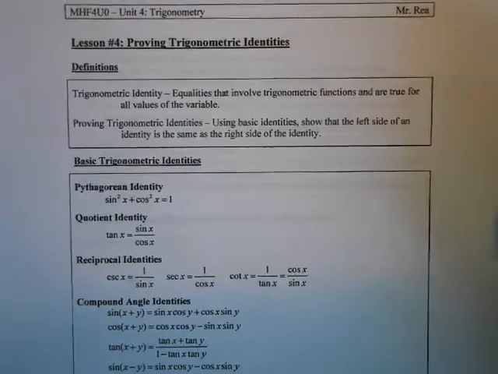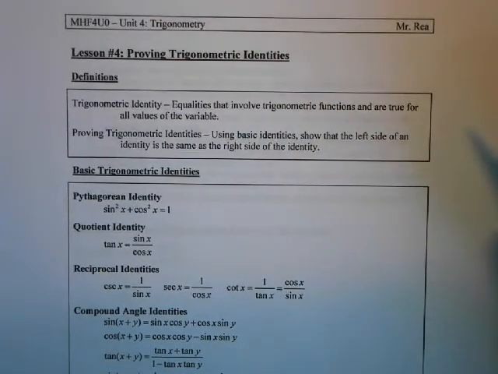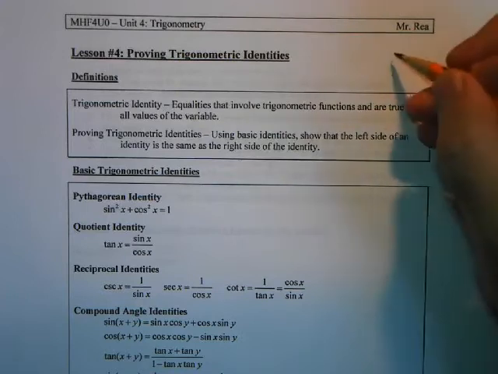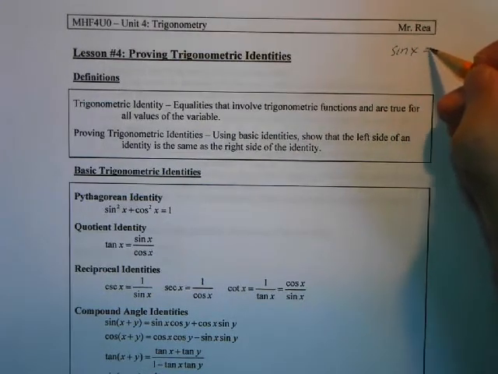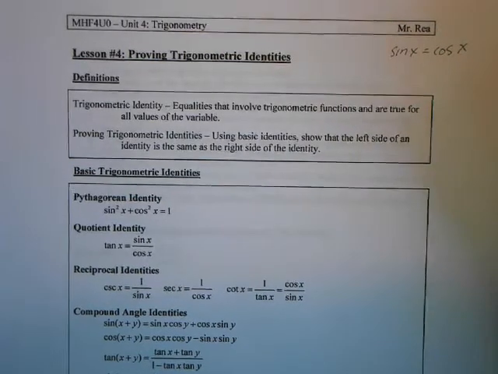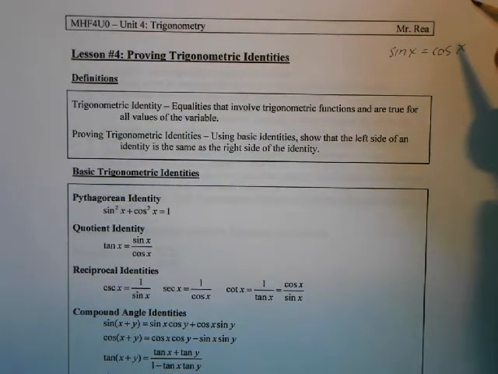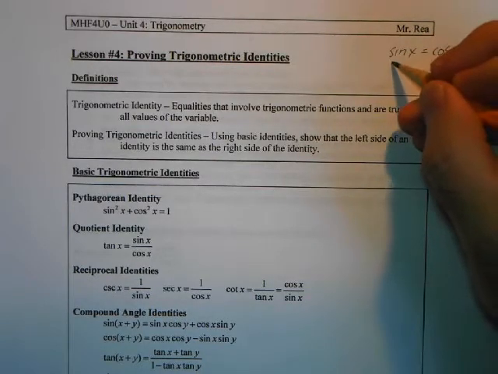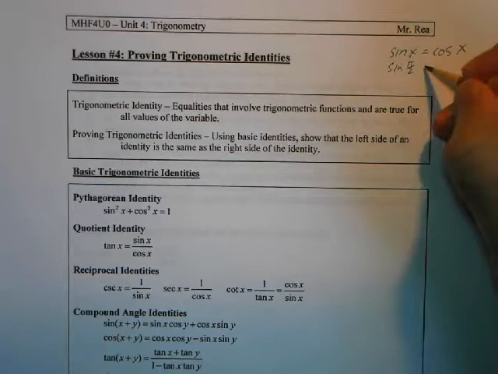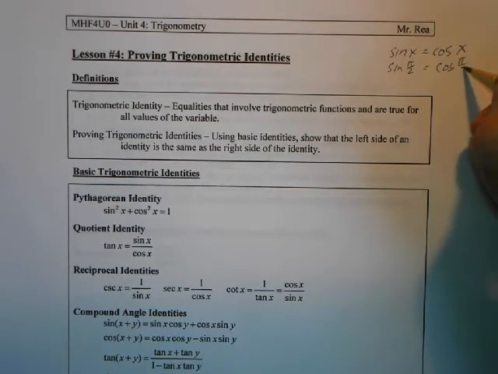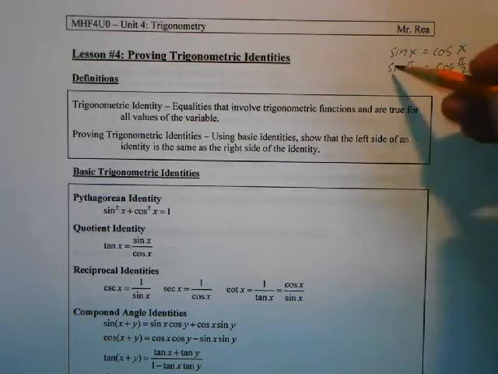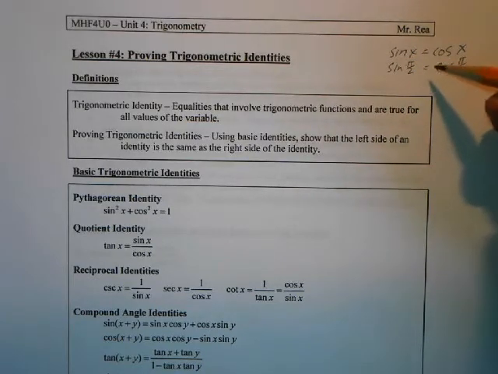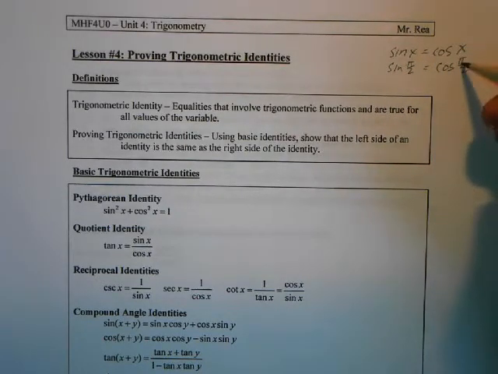I'll give you an example of that. If I improperly asked you to prove that sine x equals cos x, that's definitely not an identity. Somebody could say, well, wait a minute, if I plug in x equals pi by 4, the values for sine and cos of that angle happen to be the same. It'd be 1 over root 2 for both sides. But this does not prove that this is always true.